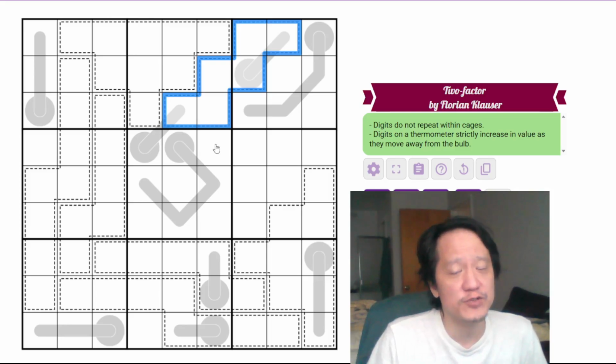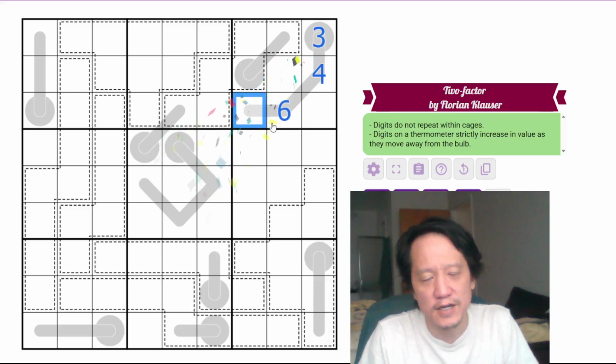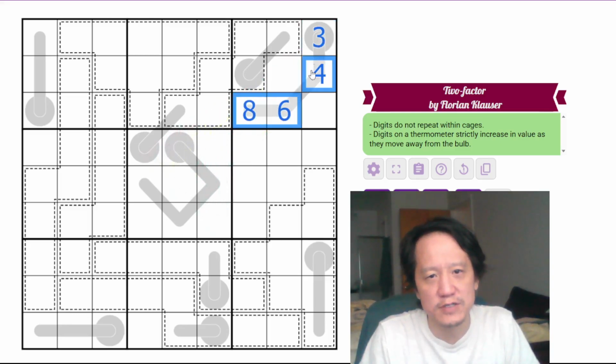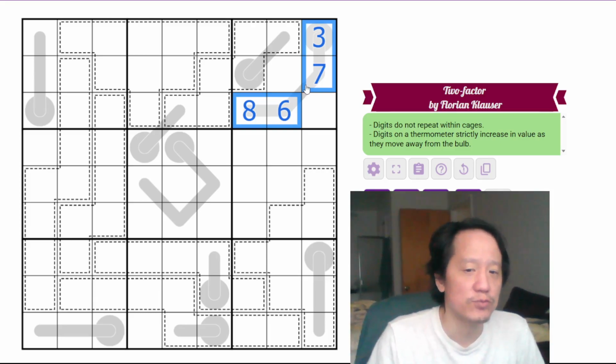And finally, we have digits on a thermometer strictly increase in value as they move away from the bulb. So basically, you could have an example here, something like 3, 4, 6, and 8, and that would be valid because it's strictly increasing from the bulb to the tip. You could not have something like 3, 7, 6, and 8 because it's decreasing from the 7 to the 6, and that's not allowed. And those are all the rules.